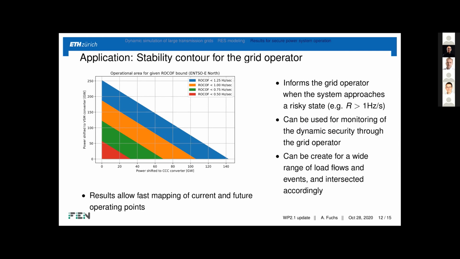So you can create this for a wide range of load flows and events and intersect it accordingly. This could be a complement, for instance, to the N-1 monitoring that the TSO is doing in the control room, to see also whether a dynamic critical state or potential state is arriving or approaching in the transmission system. So not critical, but risky.